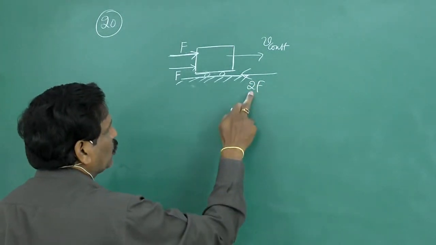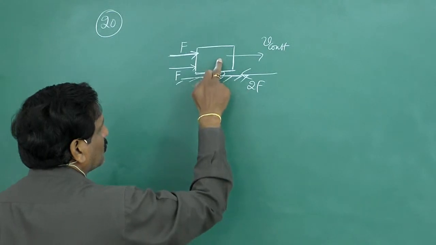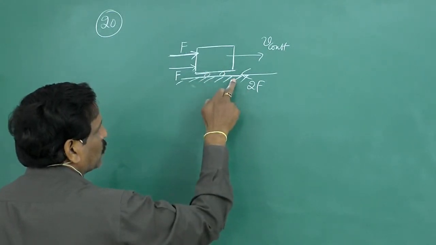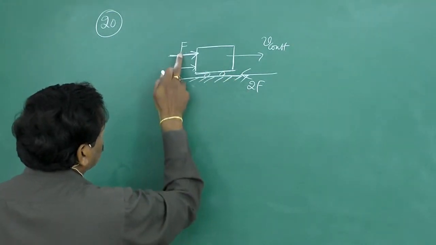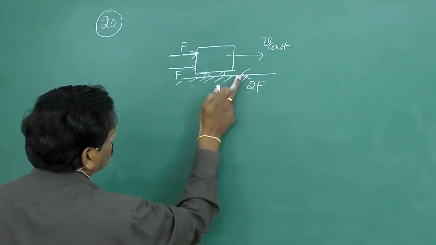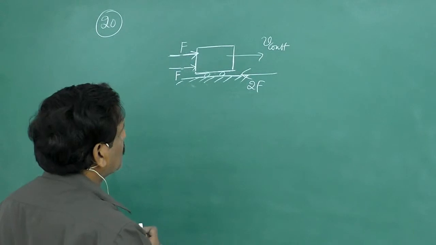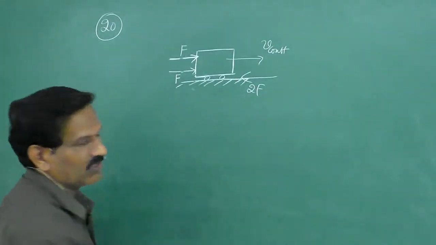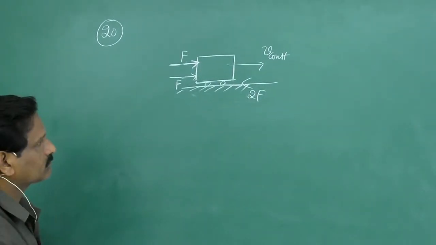Frictional force of 2F is acting on the car by this level road. Hence, this 2F and 2F acting in opposite directions cancel out. That's why the car moves with uniform velocity, constant velocity.